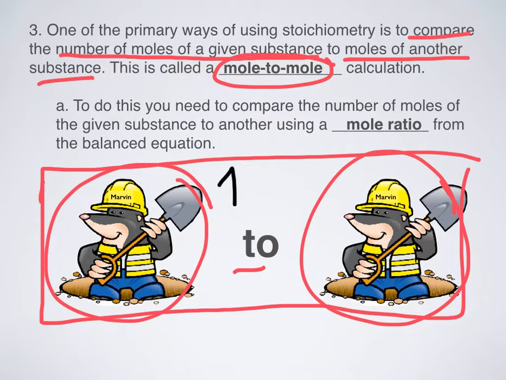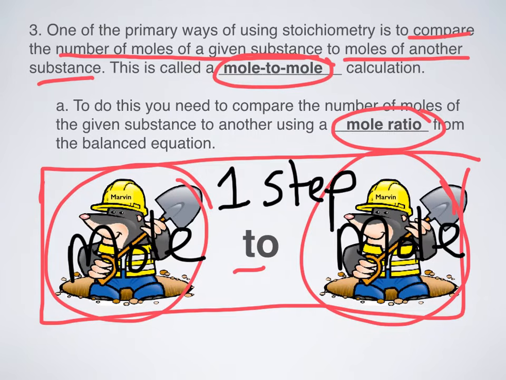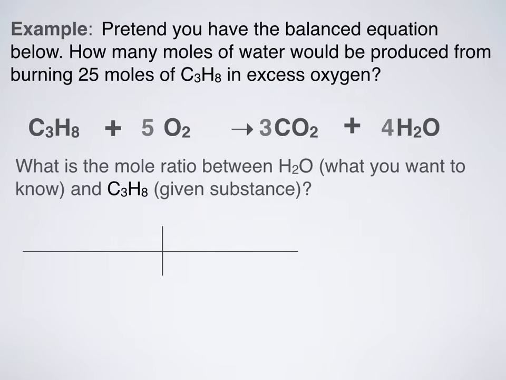Something that's not even in your notes, but you might want to write it down anyway, is these are called one-step conversions because it only takes one step to go from moles of one thing to moles of something else. And the reason why it only takes one step is because all you need to know is the mole ratio in your balanced equation in order to do these problems. So how do these work?